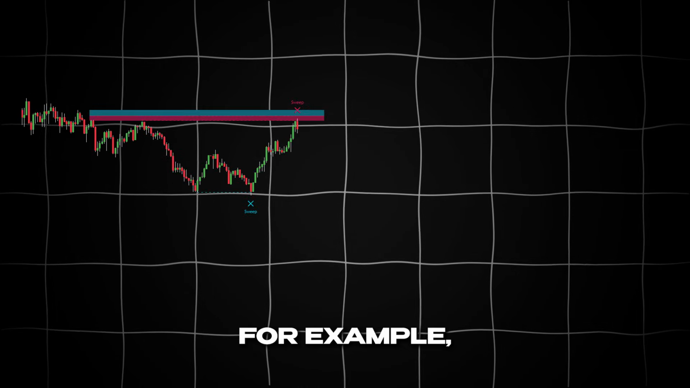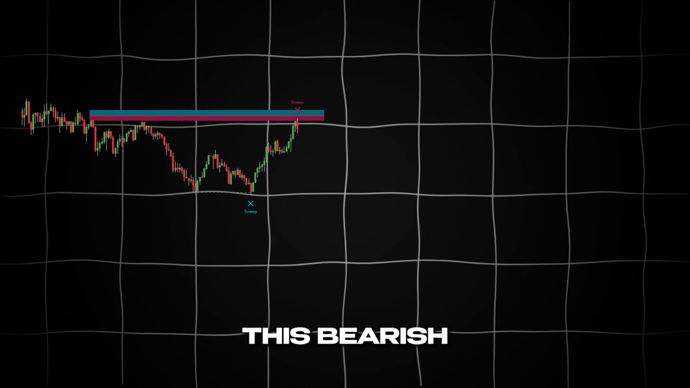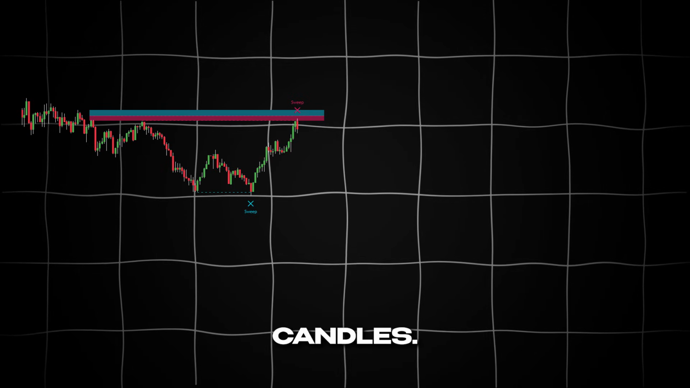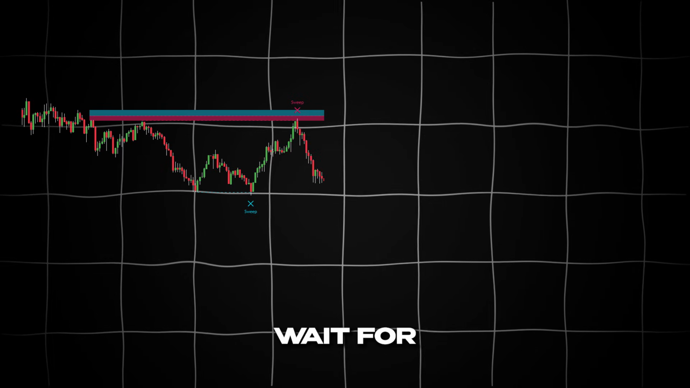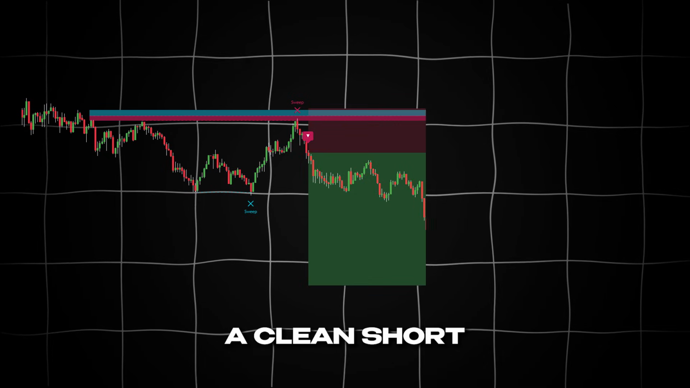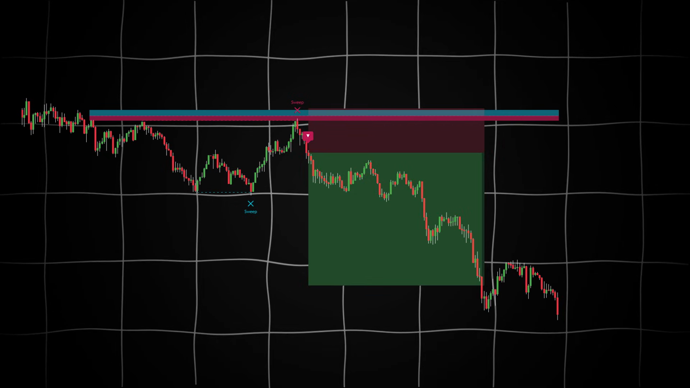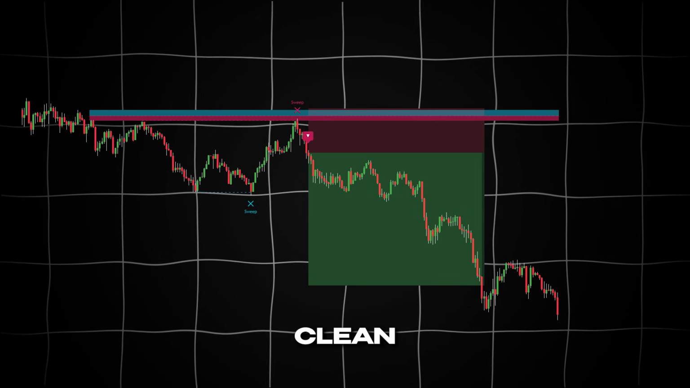Here's a simple way to trade using both tools together. For example, right here, price sweeps liquidity inside this bearish order block, and moments later we can see the price is retesting the order block with strong candles. Now we just wait for a sell signal, and then we can enter a clean short trade, setting the stop just above the order block and targeting key lows. Just like that, we've caught a clean reversal.